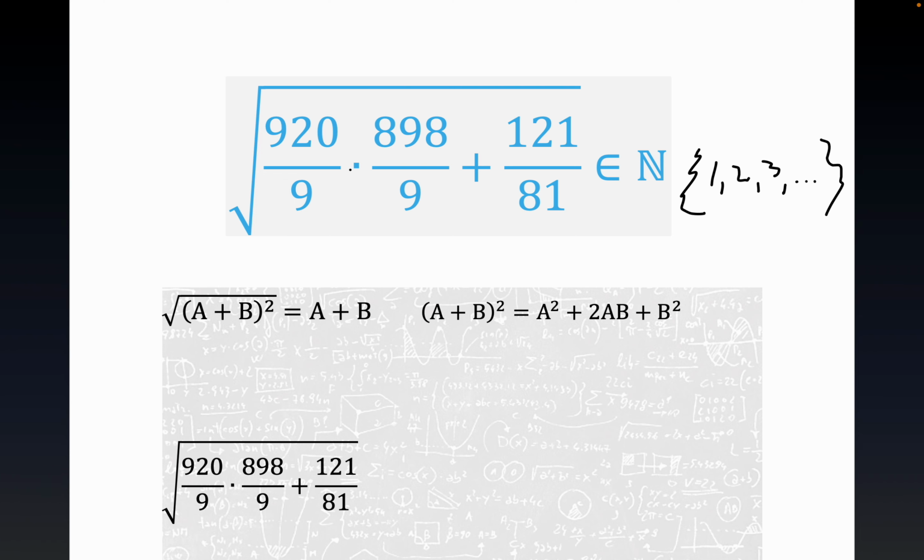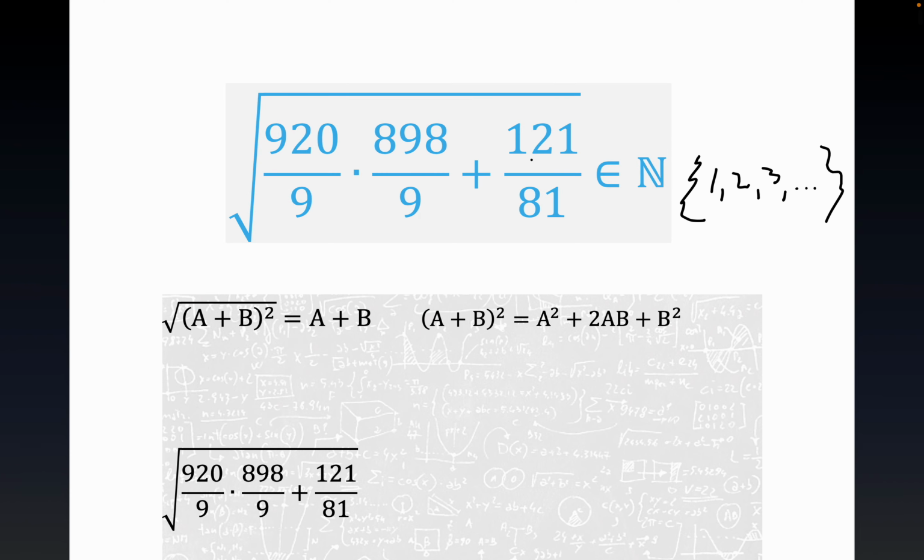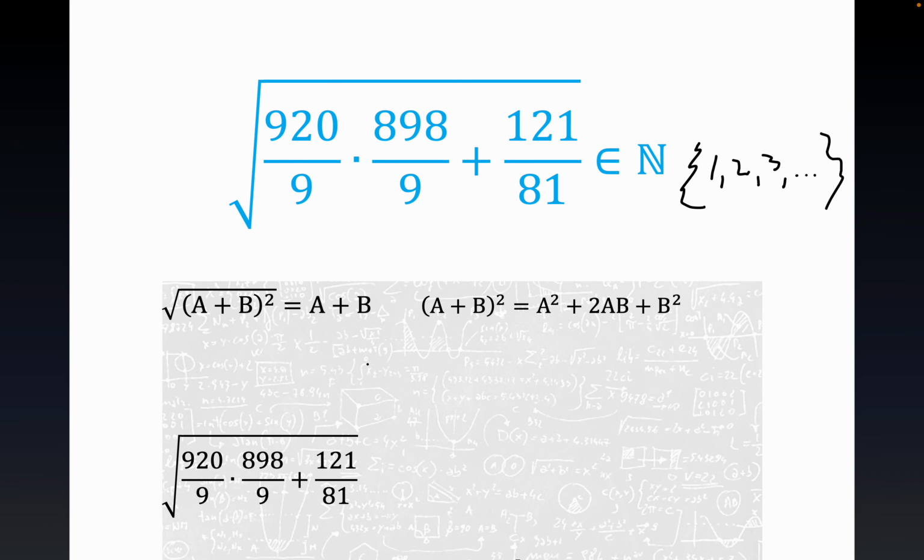All these fractions: the product of these two fractions summed with this fraction, when you take the square root, you actually get a natural number. So that's useful to know. Now, this is a common form right here. If you could write all of this as the square root of (a plus b) quantity squared, the answer would just be a plus b, done, right?